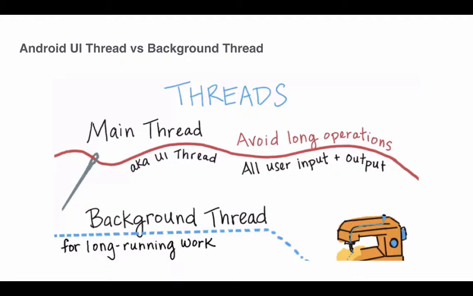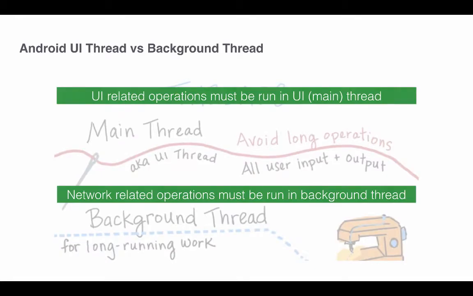Now, once you understand that there are two types of threads, main thread, UI thread, and then also the background thread, the thing you want to learn here is Android requires that all the UI-related operations and logic should be executed on the main thread or UI thread. And the network-related operations, like the thing we're trying to do here, sending a request, getting a response, must be run in the background thread. In other words, you cannot use the main thread to do the network communication. Can anyone explain why Android requires this?